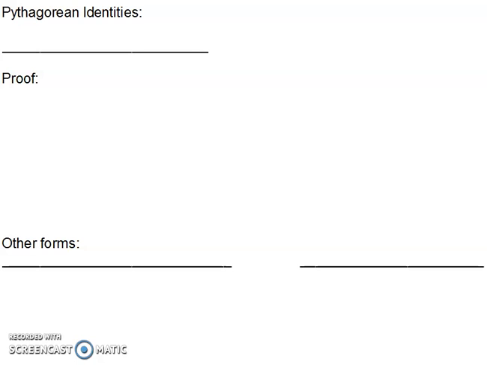The first one we're going to talk about is our Pythagorean identity. And this says that if we have sine squared of an angle theta plus cosine squared of that same angle, then we're going to equal 1. So if I draw a right triangle and let one of those acute angles be theta, then sine squared of that angle plus cosine squared of that angle will equal 1. And I'm going to go ahead and walk through the proof of this.